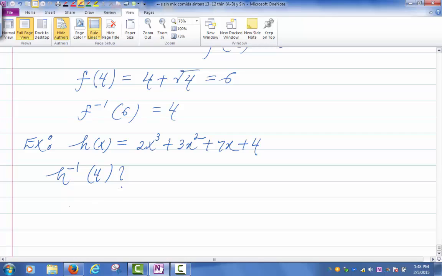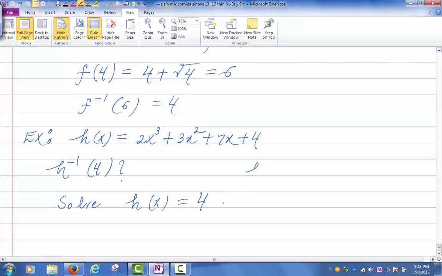0. Very good. So notice that by inspection we see that, basically you're trying to solve h of x equals 4. You're trying to find the value of x for which h is 4. Well, it's clear that h of 0 is 4. Again, this is by inspection. H of 0 is 4. So then I can say that h inverse of 4 is 0.